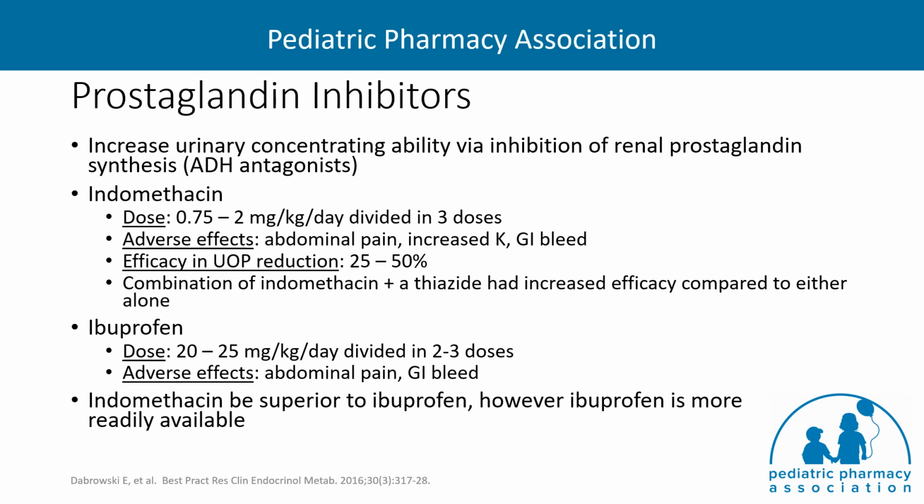Prostaglandin inhibitors help to increase urinary concentration ability via inhibition of renal prostaglandin synthesis, or as an antidiuretic hormone antagonist. Indomethacin is the most commonly reported prostaglandin inhibitor used in nephrogenic DI. The dose reported is 0.75 to 2 milligrams per kilogram per day, divided in 3 doses. However, indomethacin has significant side effects, including abdominal pain, increased potassium, and GI bleed. These side effects may be controlled if taken with food or a PPI.